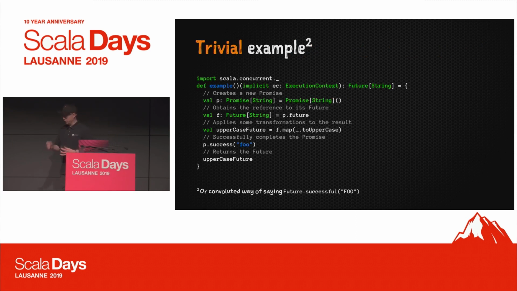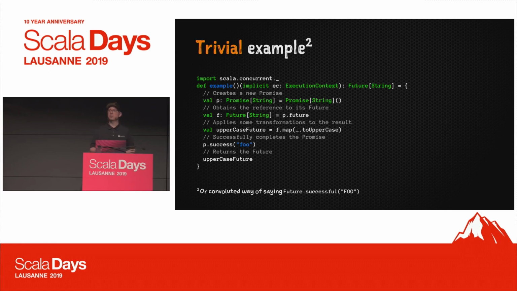So let's just have a very trivial example of using futures and promises. Essentially, we need to be able to create some sort of promise, and we need to be able to obtain the associated future with that promise. And then, of course, to be detached from time, we need to be able to operate on that value even though we don't have it. So map, in this case, will do an uppercase on that value once it's available. And then we complete that promise with a string, and then we return the future that represents the transformed value. And in this case, it's a very roundabout way of doing Future.successful("foo"), right?